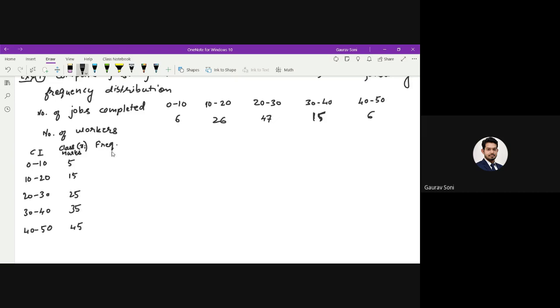And the frequencies are 6, 26, 47, 15, and 6. Now, look, there are two ways, as I said. One is directly what you do is you directly find out the mean and make the columns fi xi minus x bar square, xi minus x bar cube, and so on. Look, our question is we need to find first four central moments.